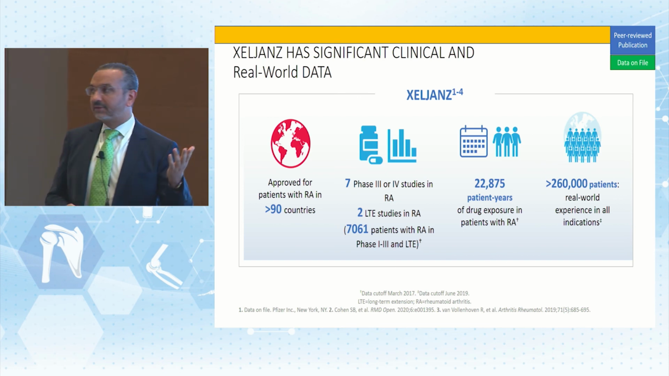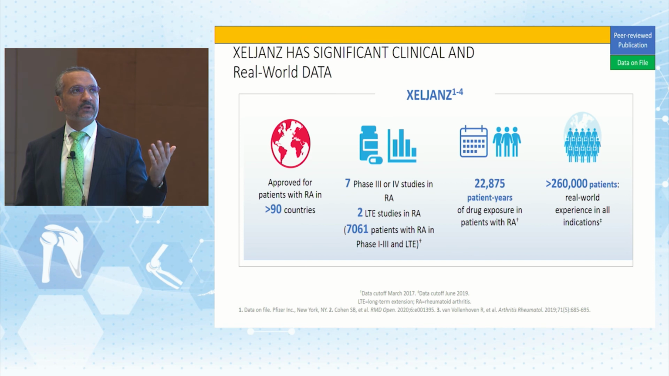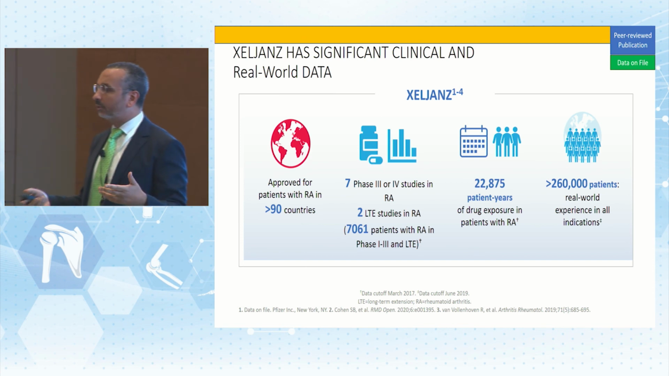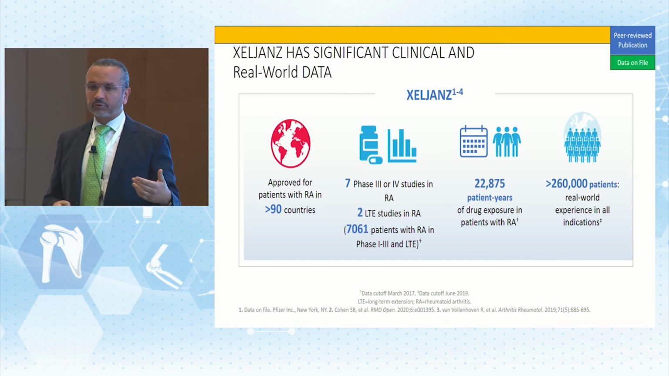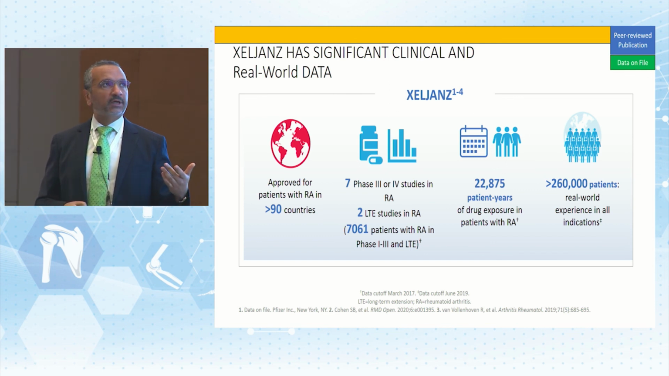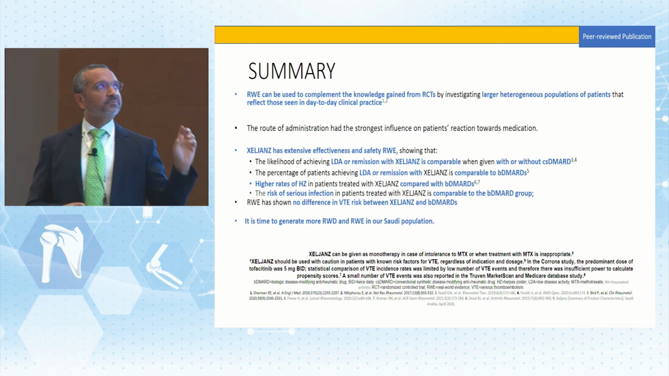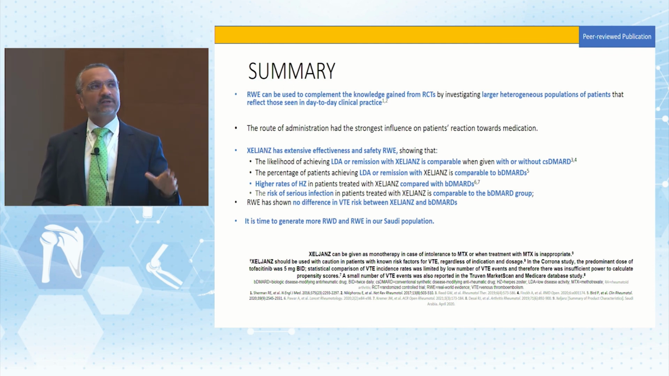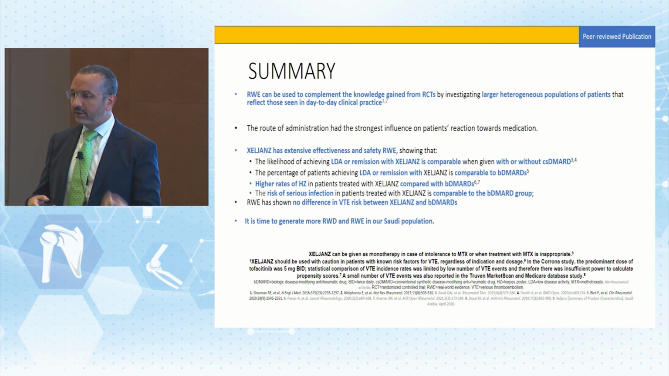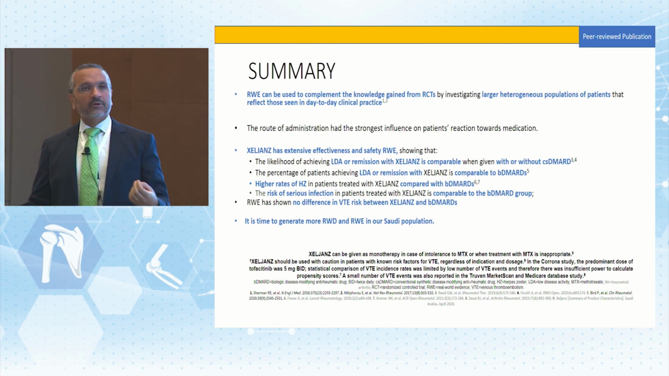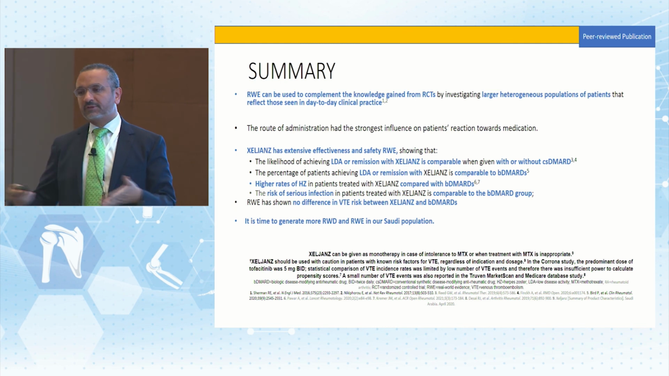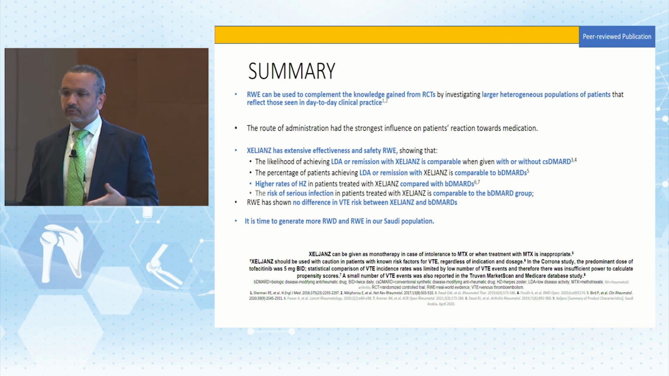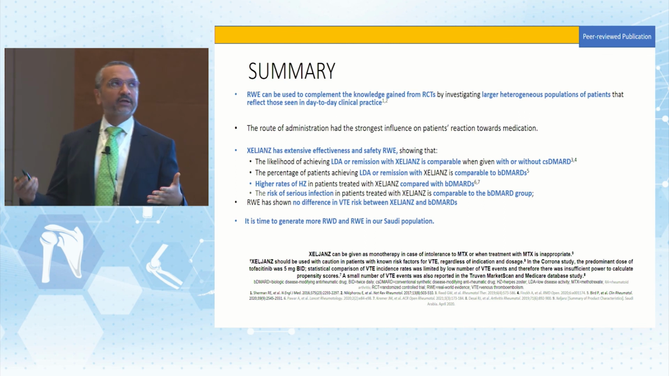More than 260,000 patients are using it for different indications, and we can expect sooner there will be more and more indications approved by Saudi FDA or FDA for tofacitinib use. In summary, real-world data can be used to complement knowledge gained from the randomized controlled trials and to emphasize what we have learned in these trials, looking at whether these are consistent findings or the risk of infection is continuing to be lower or higher.